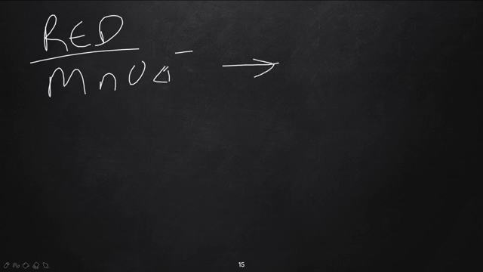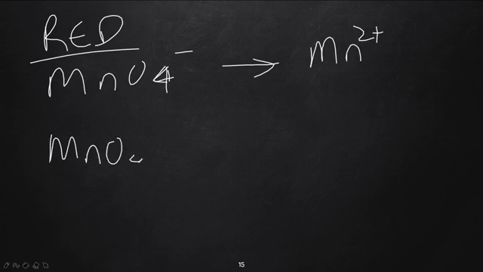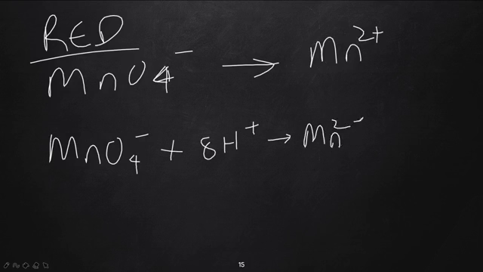The reduction half equation was given to us as MnO4 minus, which gives us Mn2 plus. If we're balancing this under acidic conditions, we must first add hydrogen ion to the left hand side and water to the right hand side. On doing that, we end up with MnO4 minus. Since we balanced this before, I'm not going to focus on it. I'm just going to write the full equation: plus 8H plus should give us Mn2 plus and 4H2O.